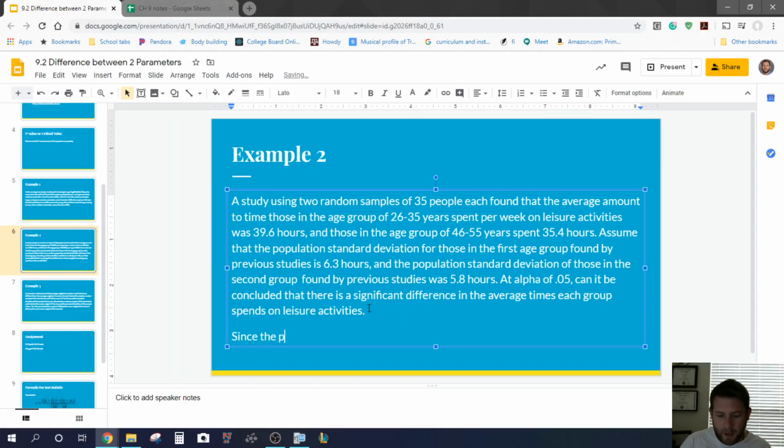Since the p-value of 0.004 is less than an alpha of 0.05, we reject the null hypothesis.